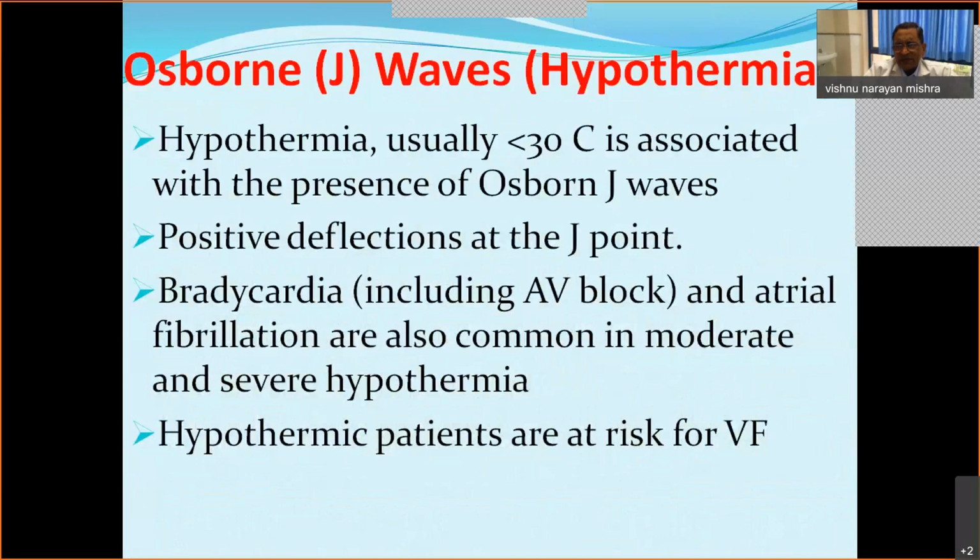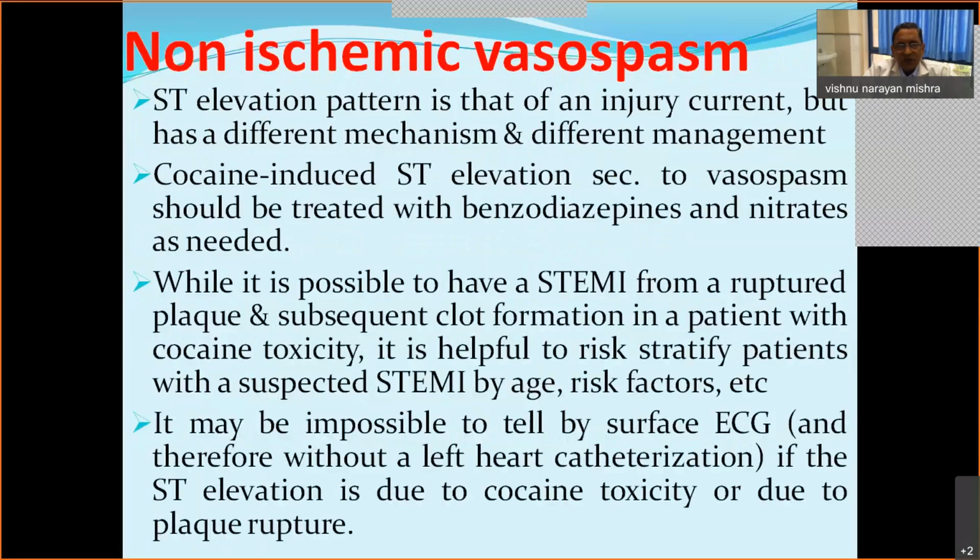Osborne or J wave, we hardly see this because we are not living in a country where freezing temperature is quite often seen. But hypothermia of less than 30 degrees Celsius is associated with the presence of Osborne or J waves, a positive deflection at the J point. Bradycardia, including AV block and atrial fibrillation, are also common in moderate and severe hypothermia. Hypothermic patients are at risk for ventricular fibrillation. So this is not much of our concern because we will hardly encounter this phenomenon.